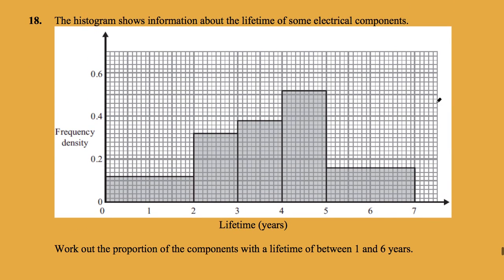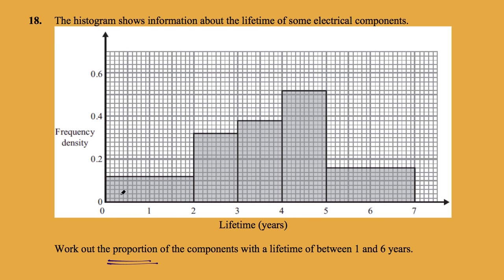Question 18. The histogram shows information about the lifetime of some electrical components, frequency density here, and lifetime in years. Work out the proportion of the components with a lifetime between 1 and 6 years. So for this, we don't actually need to work out the overall, we don't need to know how many electrical components are involved. We just need the proportion that are between 1 and 6 years.